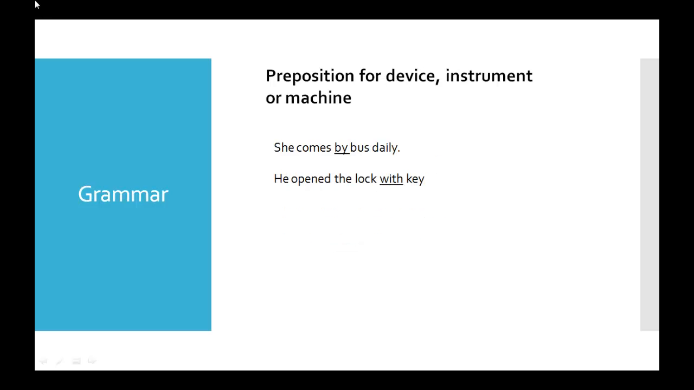Different prepositions are used by different devices, instruments, or machines. For example, by, with, on, and so on. Following examples will help in better understanding. She comes by bus daily. He opened the lock with a key.